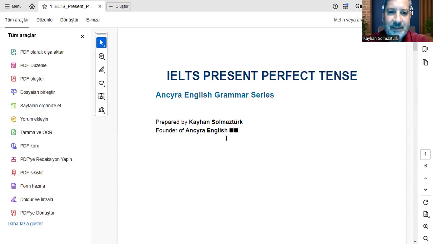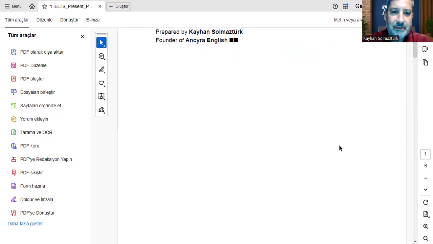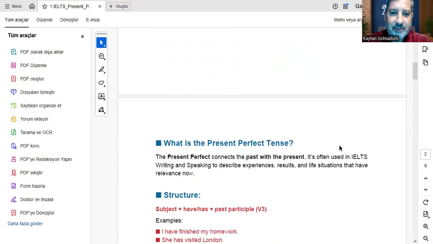As we can see, today our topic is the present perfect tense for IELTS. We'll go step by step, one by one, and see how we can use the present perfect tense in the IELTS exam. So, let's go down a little and start.